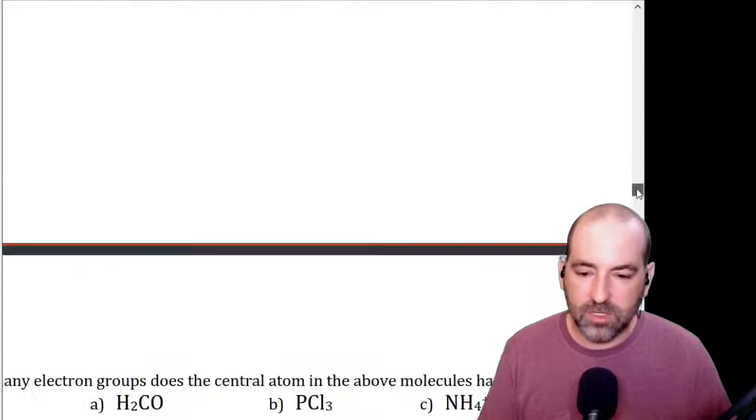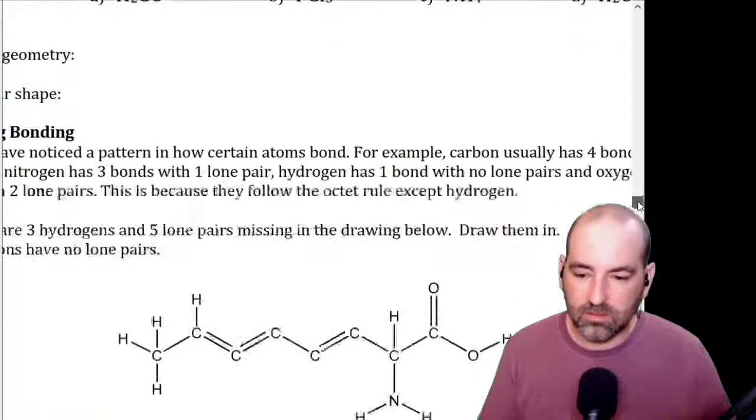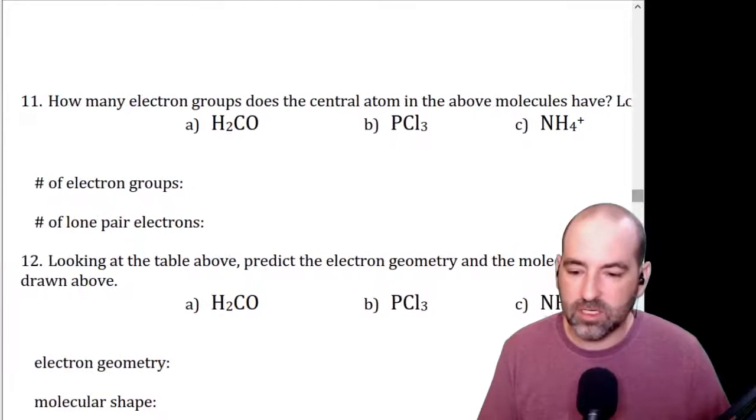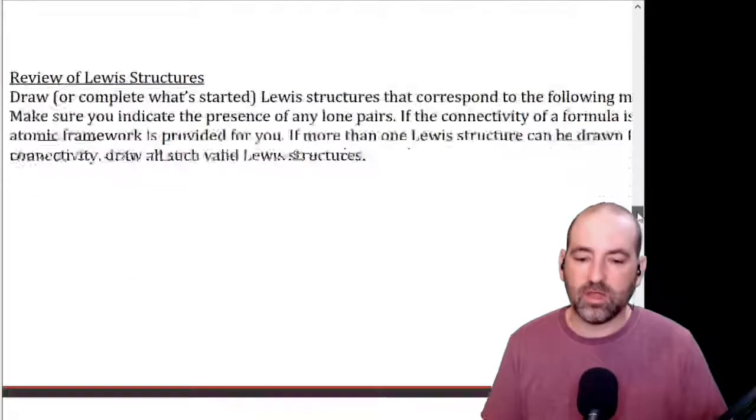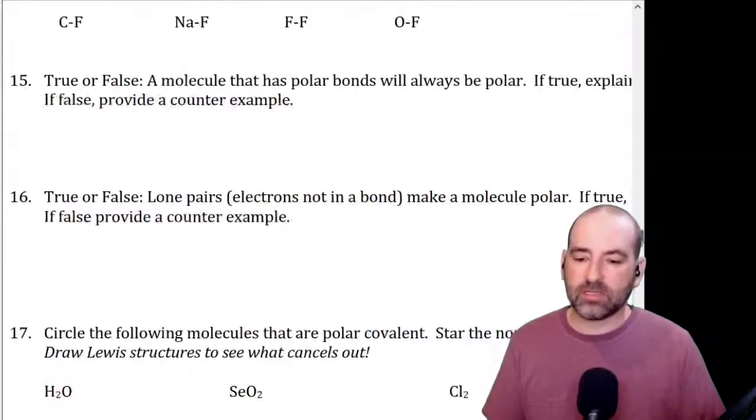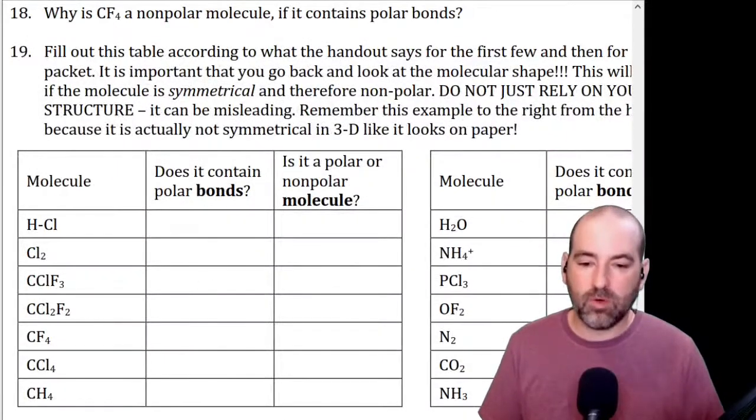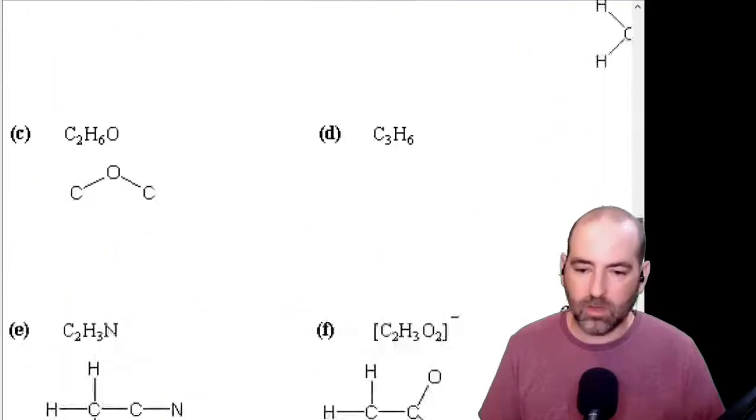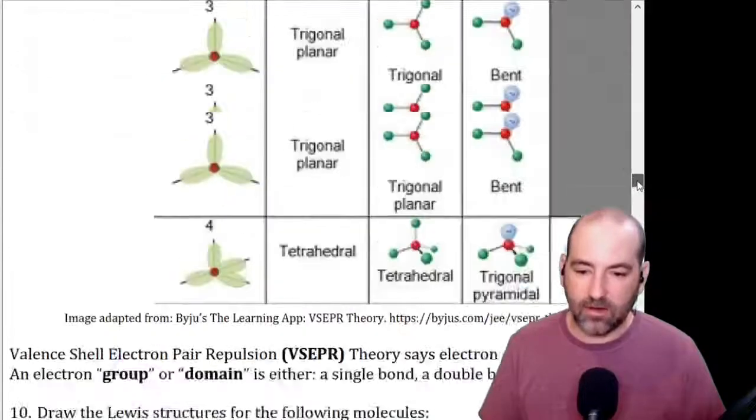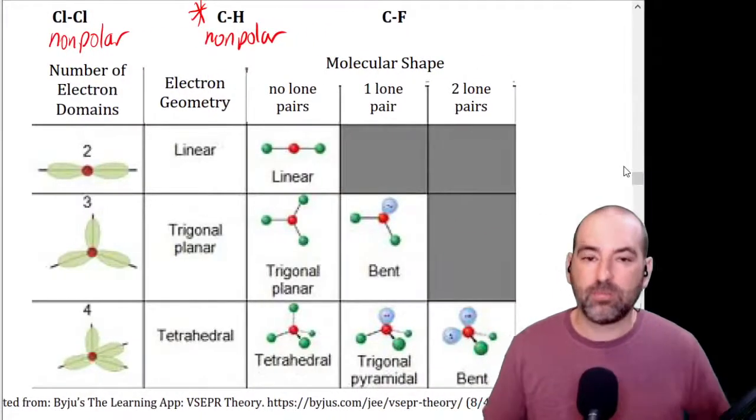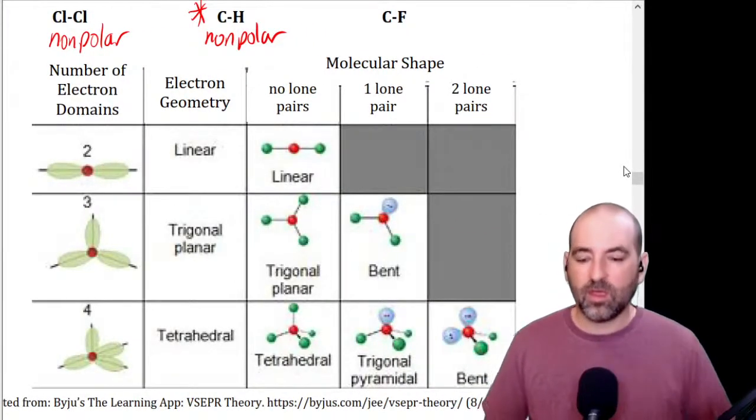So that helps us because it helps us predict intermolecular forces, which is something we're going to get into later. And it helps us predict whether an overall molecule is going to be polar or not. But in order to figure that out, we need one more step. And that is we need to know the shape of the molecule.